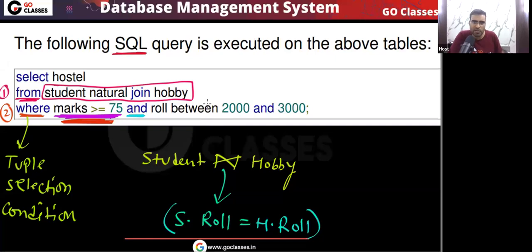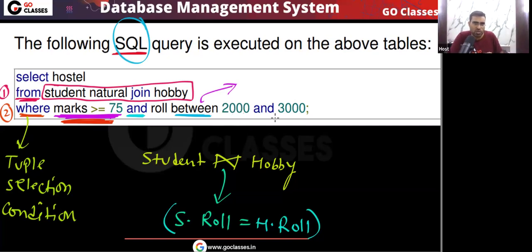Roll number between 2000 and 3000. Now you tell me one thing. 2000 and 3000, are they inclusive or not? What does this BETWEEN mean in SQL? Are these inclusive or not? Will you consider 2000 or not? Are you getting my point? What does this BETWEEN mean? Between 2000 and 3000, inclusive or exclusive?